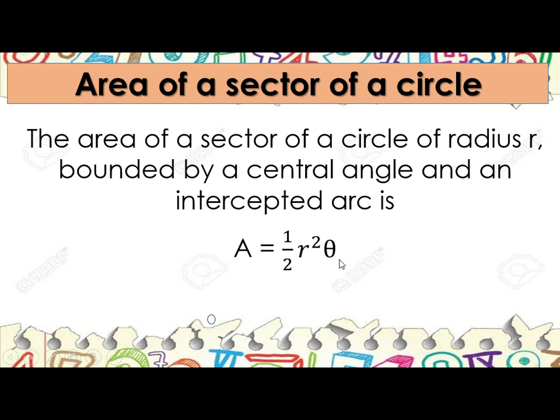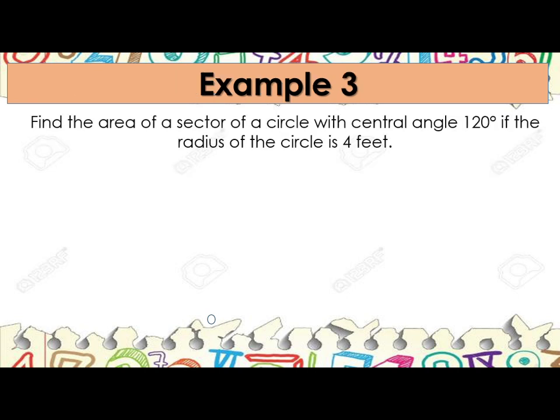Again, let me just remind you that central angle, the value po or the unit po ng central angle always po should be converted into radians. So if you have degrees, okay po, you have to convert that one into radians po. Okay? So we have here example for you to understand about the area of a sector. So we are asked to find the area of a sector of a circle with the central angle of 120 degrees. So ang theta po natin dito will be 120 degrees. Okay? It is in degrees form po.